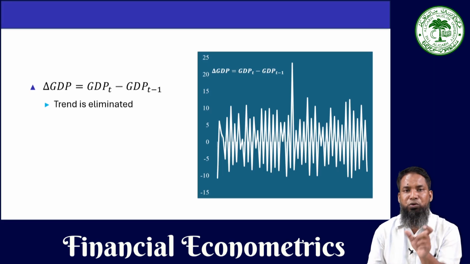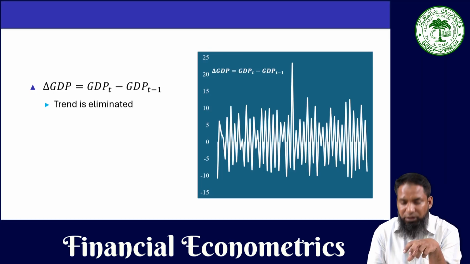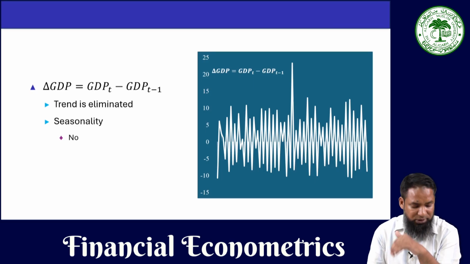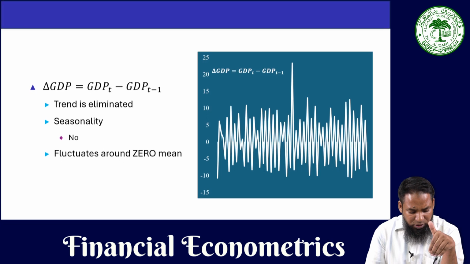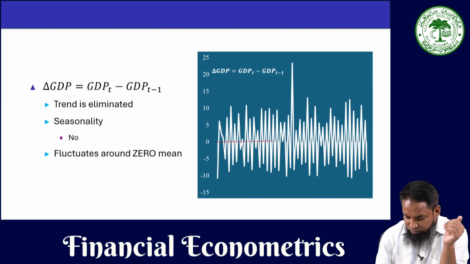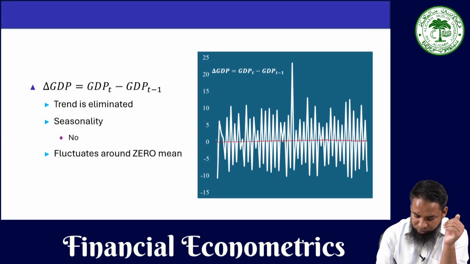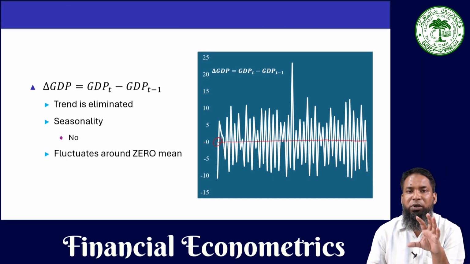So if we take the absolute change from the current observation on the previous observation, we see the removal of the trend. What about the seasonality? Do you think the seasonality has been removed? No, still the seasonality is present here. Another thing we can observe, it fluctuates around the mean, this 0. So the mean is 0. That means the mean is no more time dependent.